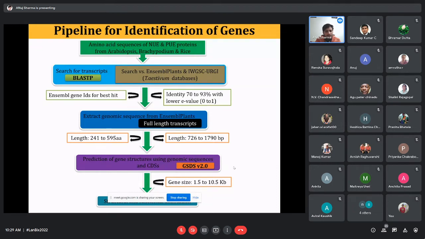Then we conducted BLASTP against Ensembl Plants and the IWGSC database that hosts the Triticum aestivum database. Based on the gene IDs for the best hits, we selected some key genes with identity of 70 to 93% and lower E values from 0 to 1, and extracted the genomic sequences from Ensembl Plants for full-length transcripts to predict the gene structure and other annotations as well, like microRNA and SSR development. Then we predicted gene structures using CDS, and then the structure annotations.